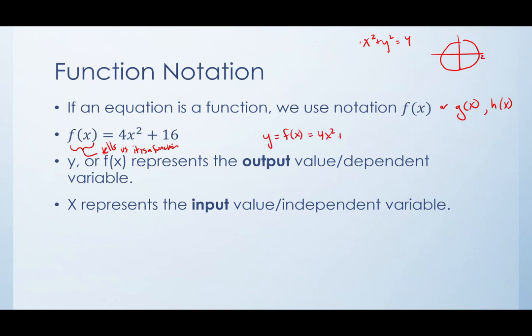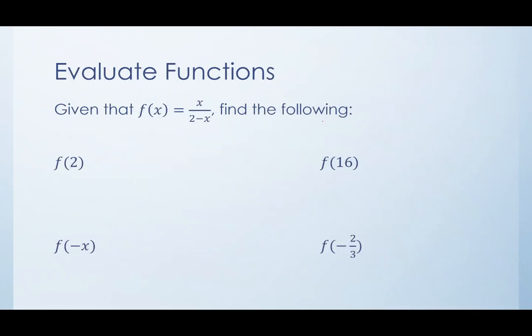Okay, so a lot of times we'll write y equals f of x equals whatever. I'll just go with 4x squared plus 16. So these two are interchangeable, and they represent the output value or the dependent variable. Whatever variable is inside the parentheses, that is our input or our independent variable. So function notation is just a shorthand way of saying, okay, we're going to let x equal 2 everywhere in the formula.